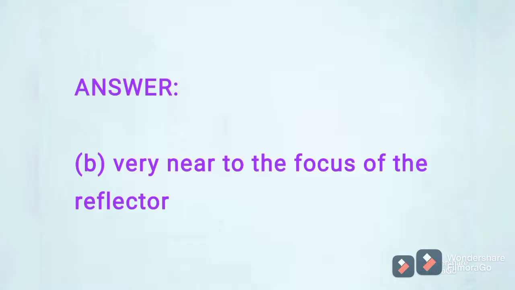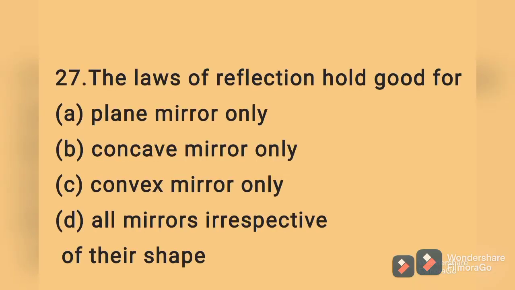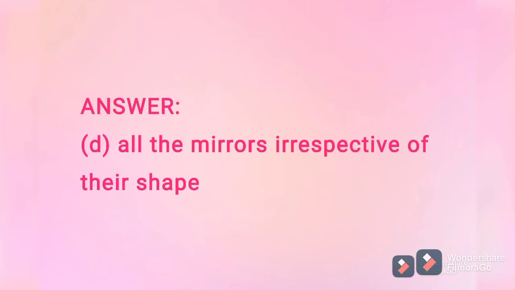And the answer is option B, very near to the focus of the reflector. 27th question. The laws of reflection hold good for option A, plane mirror only, option B, concave mirror only, option C, convex mirror only, option D, all mirrors irrespective of their shape. And the answer is option D, all mirrors irrespective of their shape.